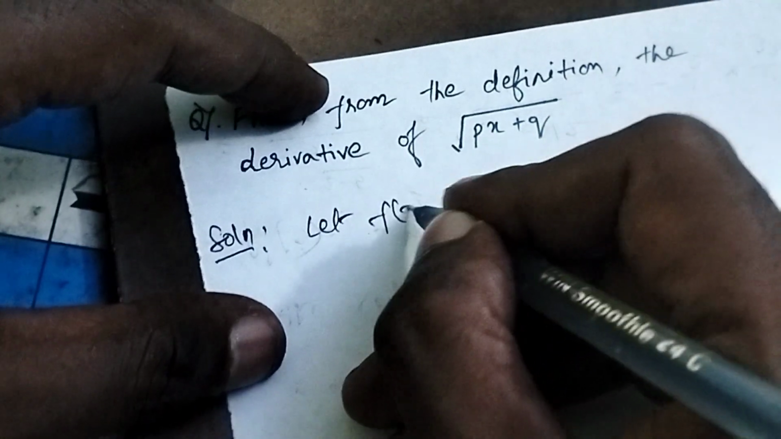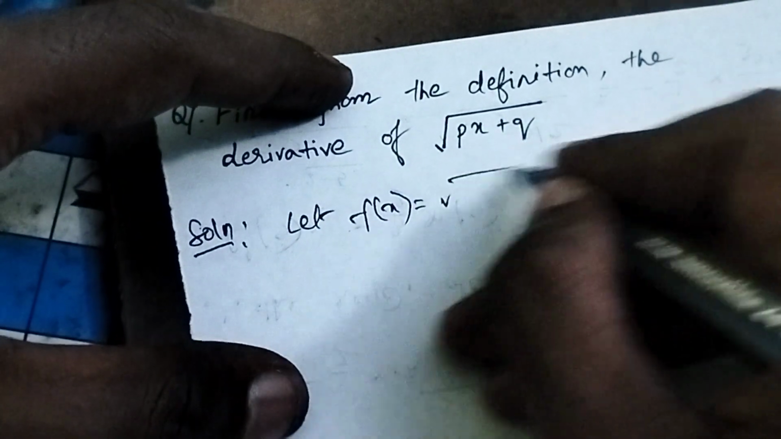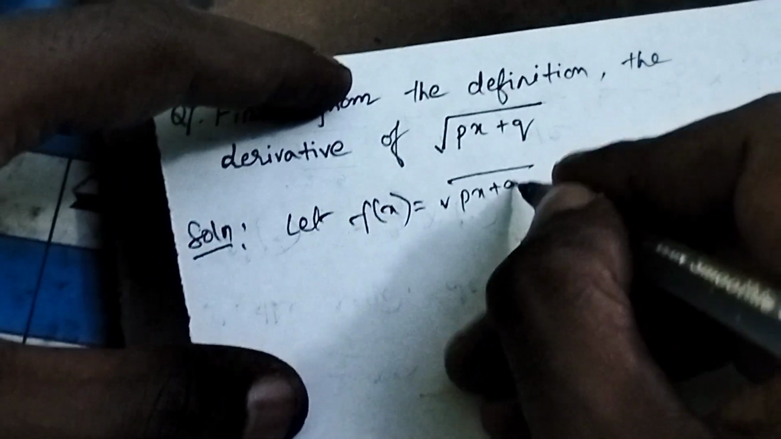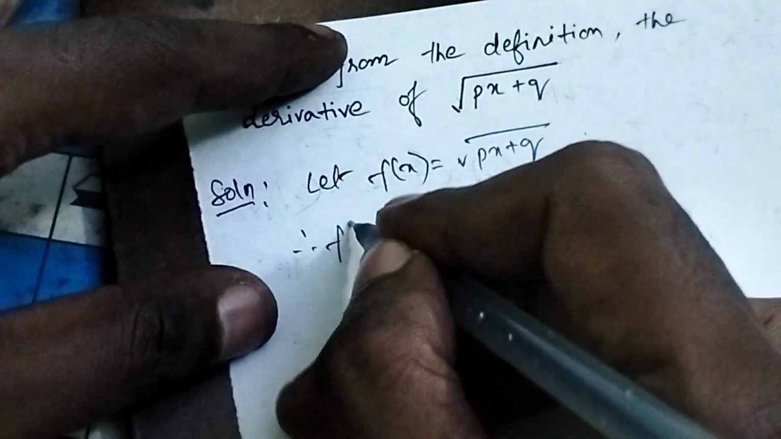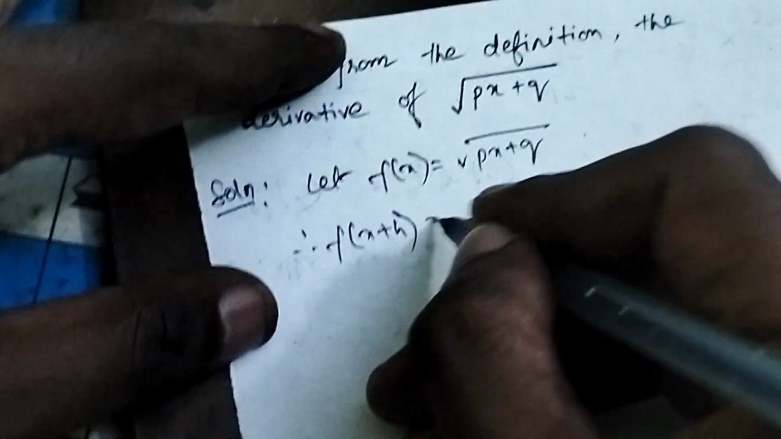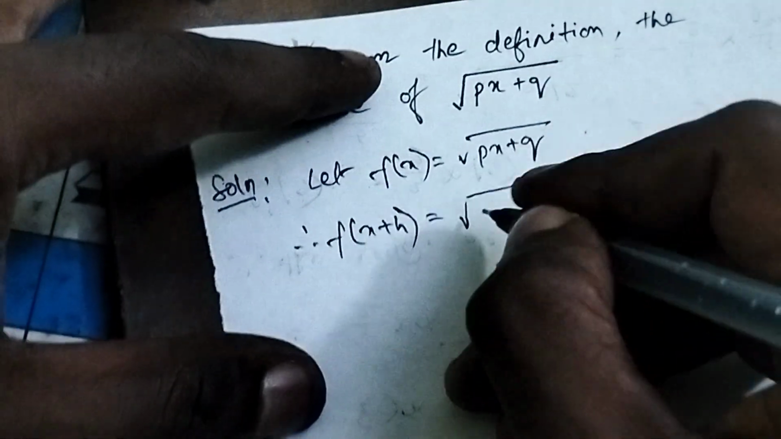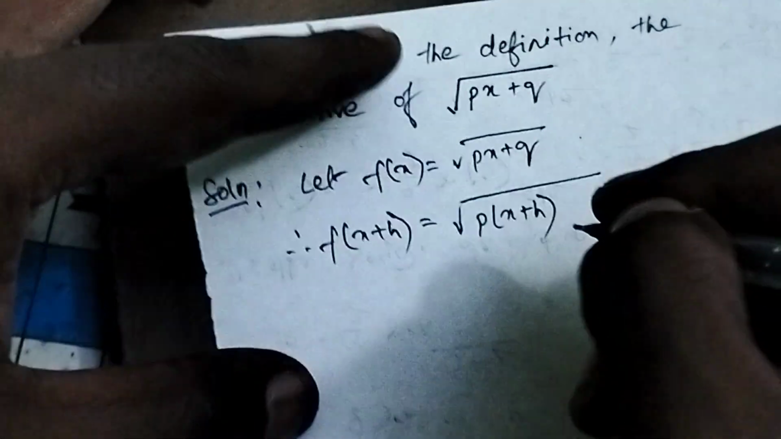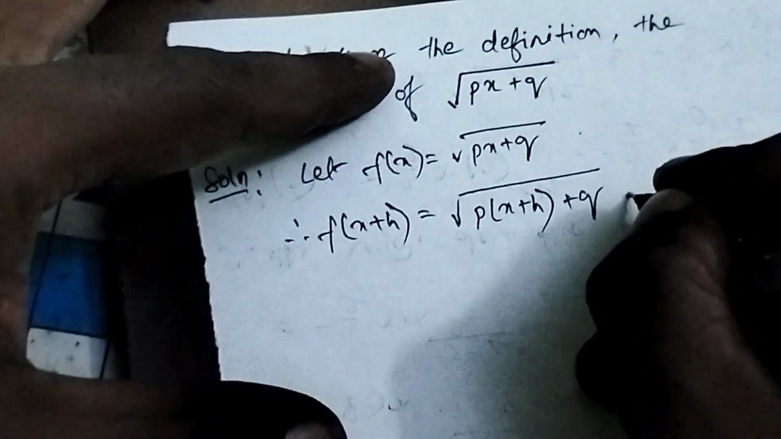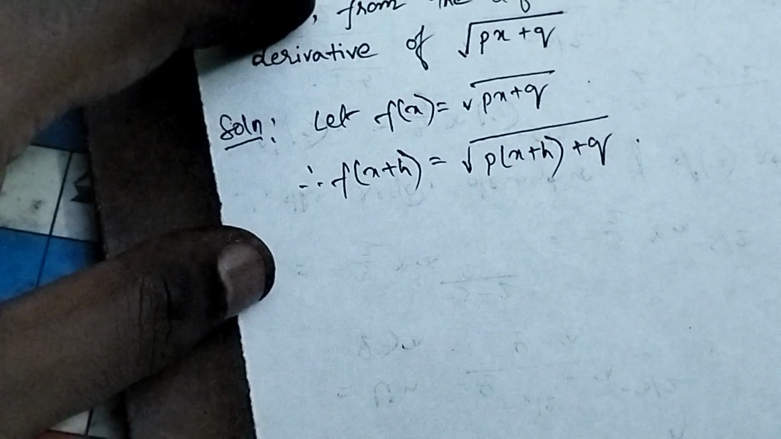Let f of x is equal to under root px plus q. Okay, so therefore f of x plus h is equal to under root p into x plus h plus q, right?